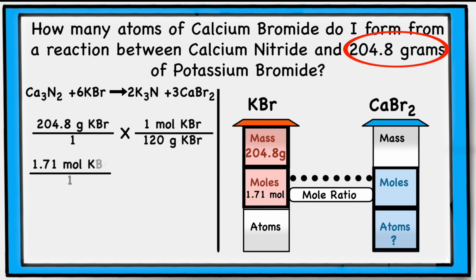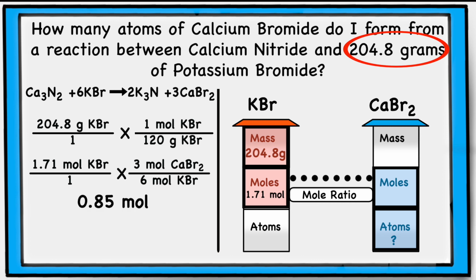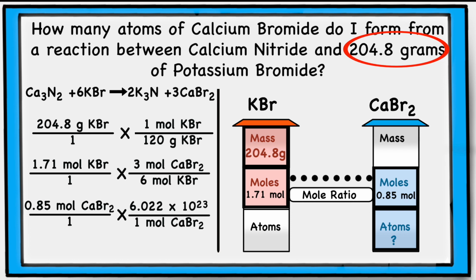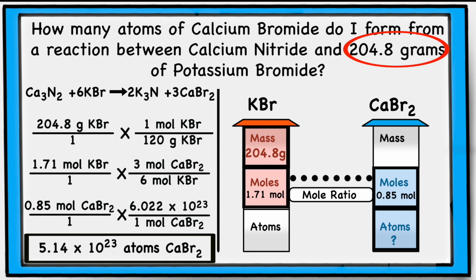Now, we can take our moles of potassium bromide and multiply it by the mole ratio. In other words, we can take 1.71 moles of potassium bromide and multiply it by 3 moles of calcium bromide over 6 moles of potassium bromide. Once we multiply and divide out, we get 0.85 moles of calcium bromide formed. My last step is multiplying my moles of calcium bromide by 6.022 times 10 to the 23rd atoms of calcium bromide over 1 mole of calcium bromide. This gives me 5.14 times 10 to the 23rd atoms of calcium bromide.